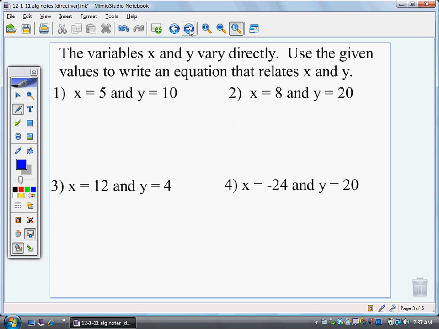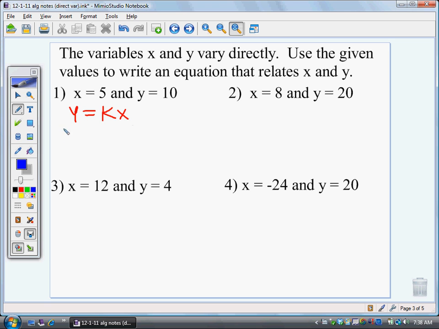On this next page, we're going to run through a few examples. It's important to see that the first sentence says the variables x and y vary directly. So we're going to use the given values to write an equation that relates x and y. Basically in each situation you have one ordered pair from a direct variation relationship. For each one of these, we'll take our direct variation equation, y equals kx, and we will substitute in.